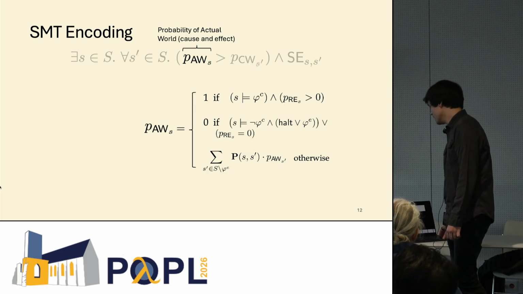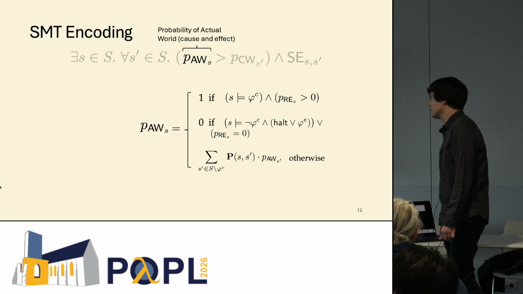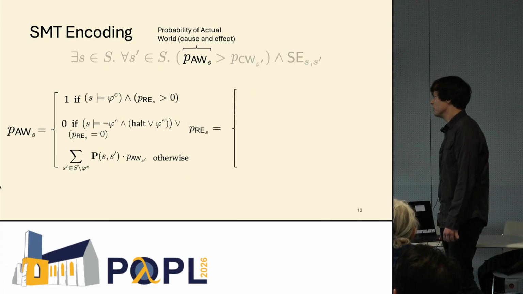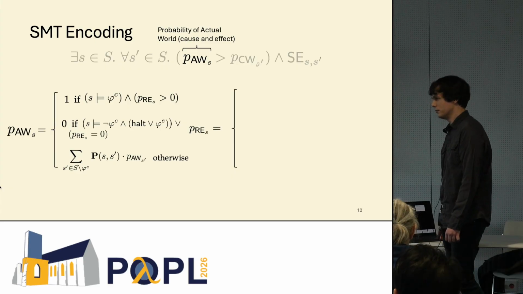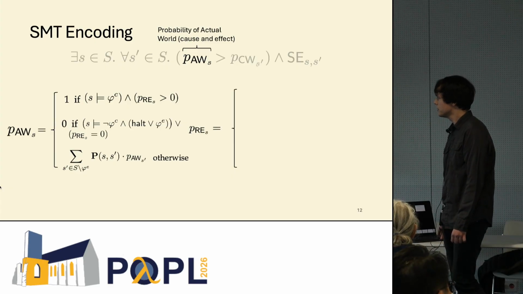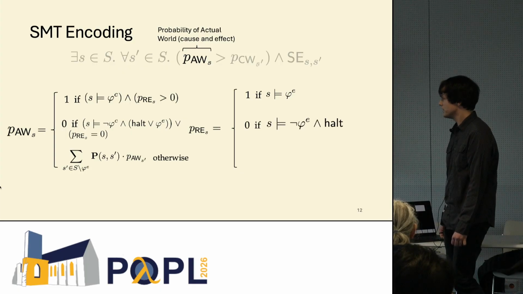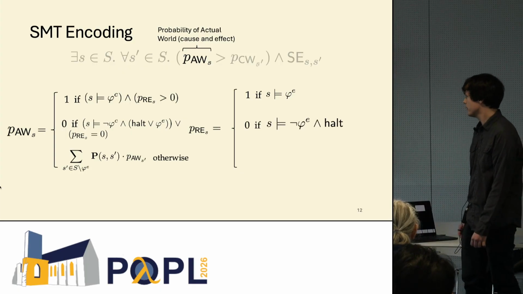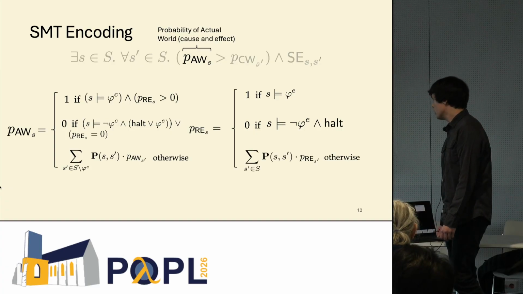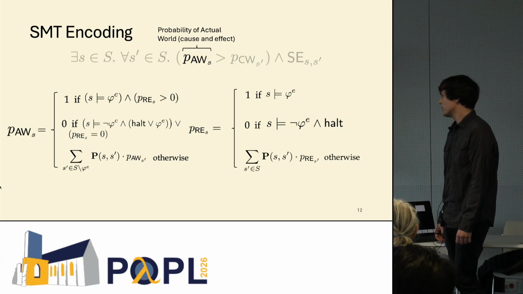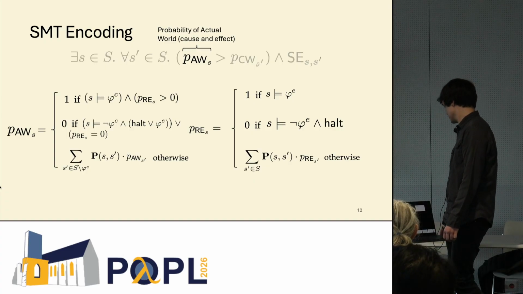And finally, for all other states not in the effect, we're going to propagate these values backwards through the transition system. Now, to calculate that reachability of effect, we also are going to define another variable for each state, in which it is going to be set to 1 if the state is in the effect. It's going to be set to 0 if the state is not in the effect and it's halting. Or otherwise, once again, we're going to propagate the other values through the transition system.